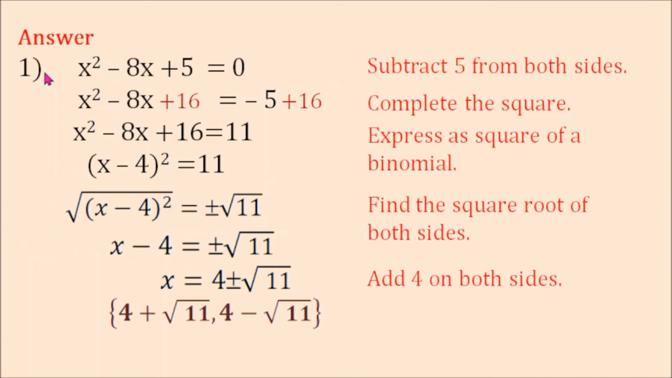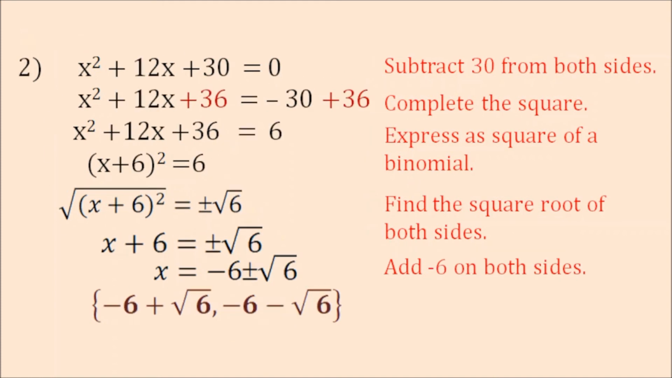For number 1, the solutions are 4 plus square root of 11 and 4 minus square root of 11. These are the details of our solution. And then for number 2, the solutions are negative 6 plus square root of 6 and negative 6 minus square root of 6. And these are the details of our solution.